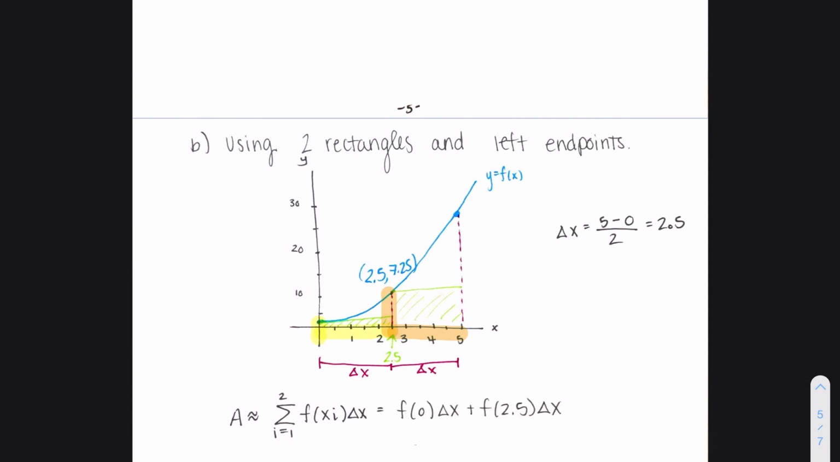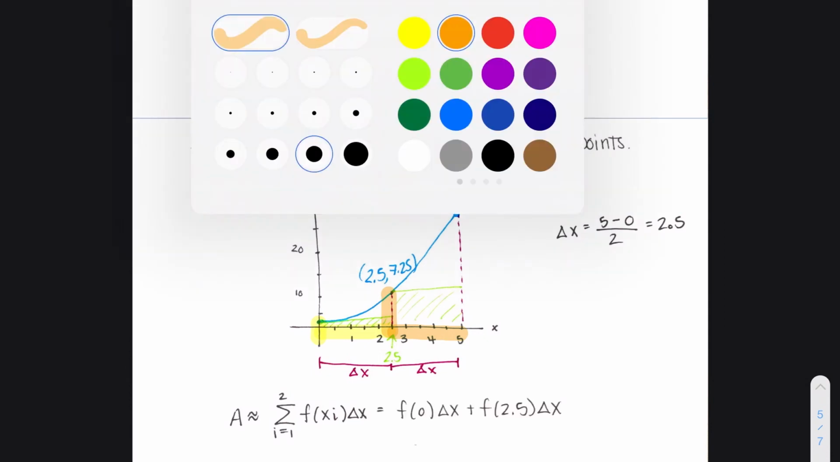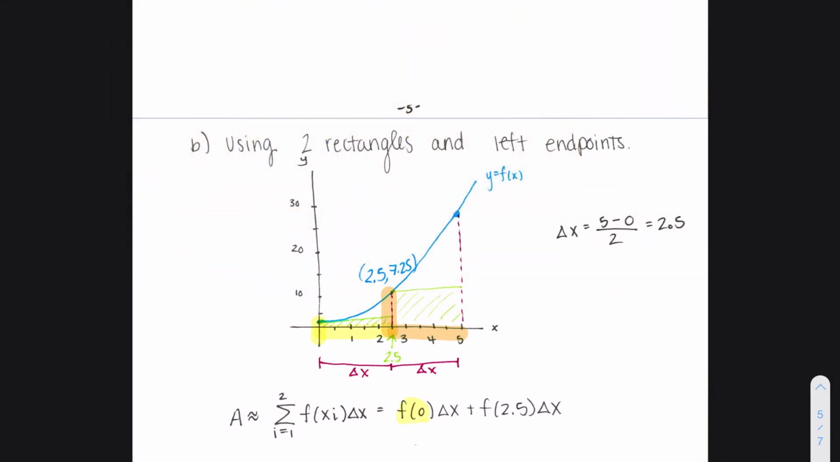So our left endpoint is 0 on this first interval, and then on the second interval, we're using 2.5. So if you plug those into the original function, f of 0 is 1, f of 2.5 is 7.25, and then delta x is 2.5. So you get an approximation for the area, which is 9.75.